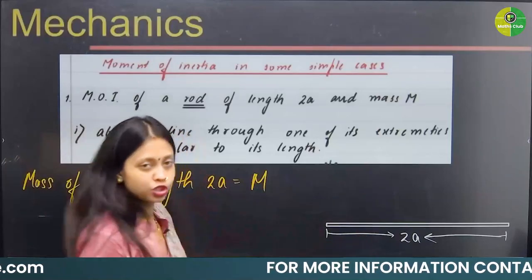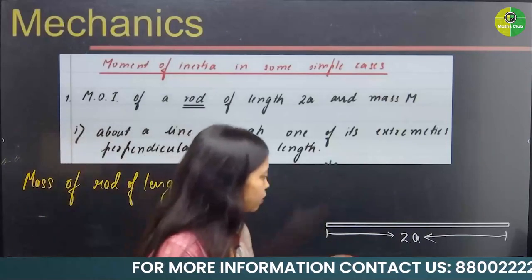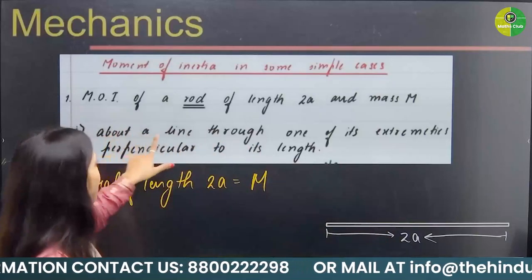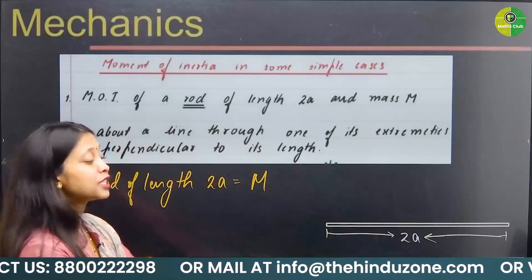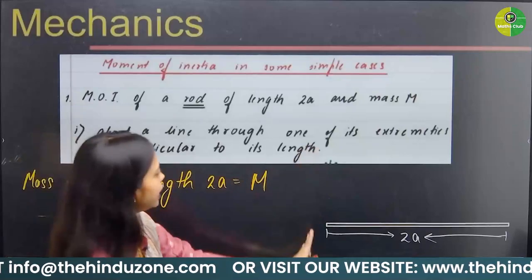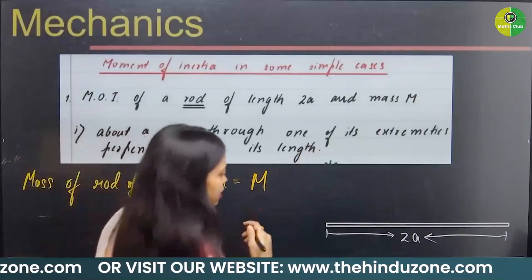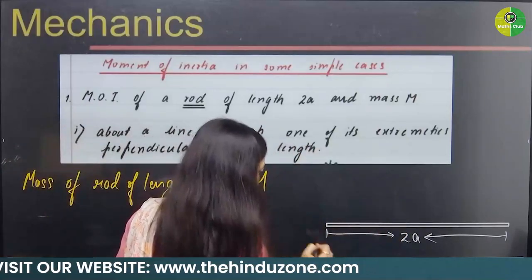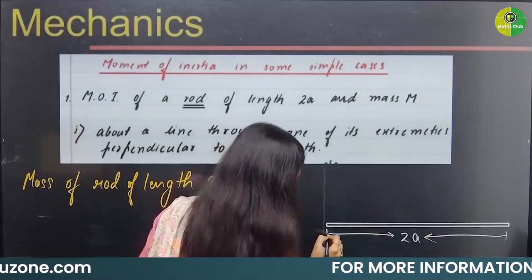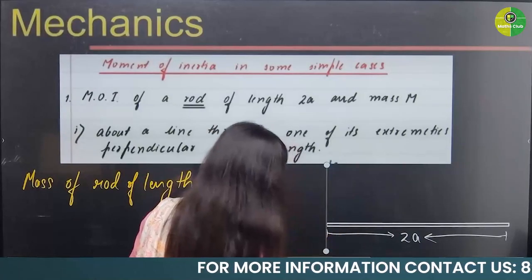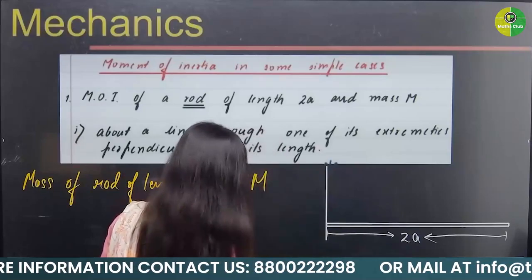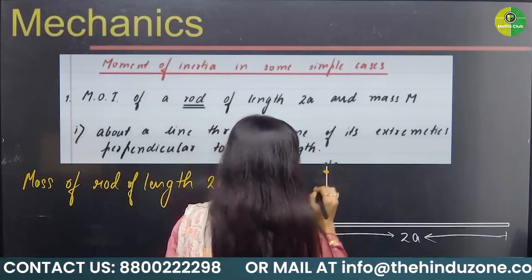So we have the rigid body, but we do not know with respect to which line we have to find the moment of inertia. That is given here: about a line through one of its extremities. That means there is a line through one of its extremities perpendicular to its length. This is the length. So there is a line which is perpendicular to this line and at one of its extremities, right? So let this line be AB.